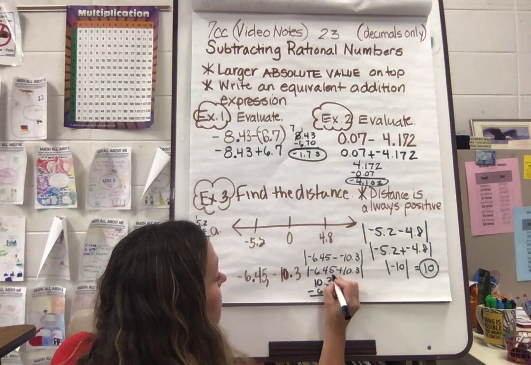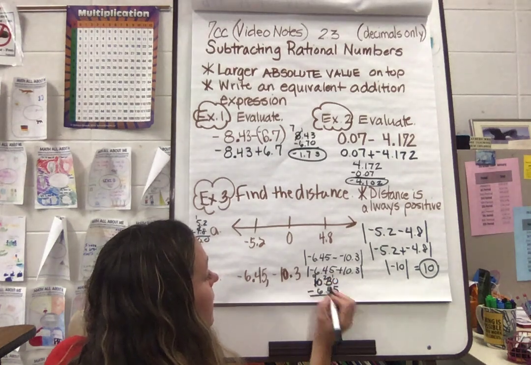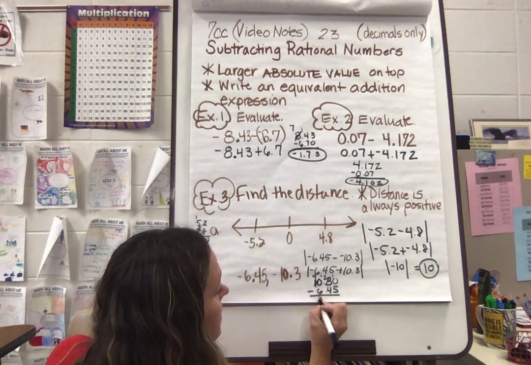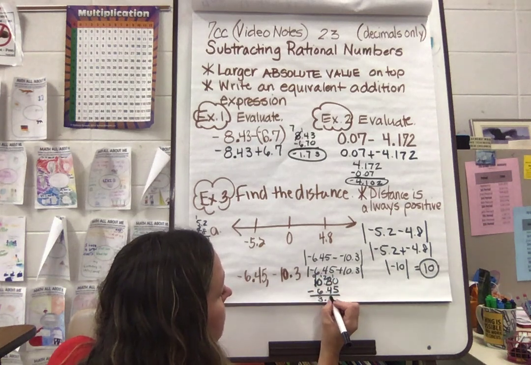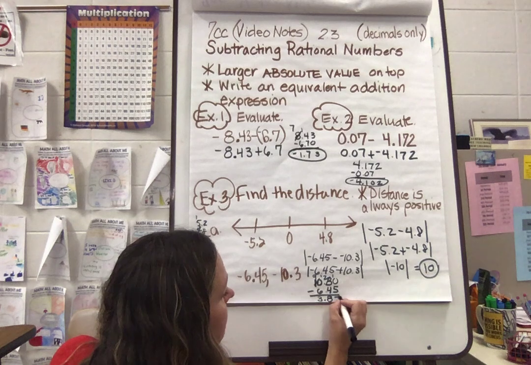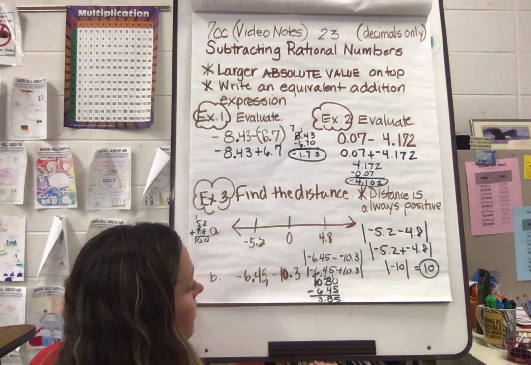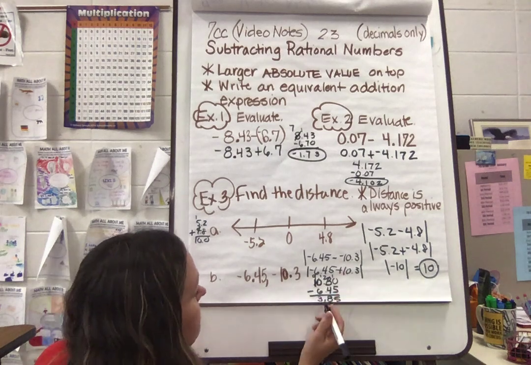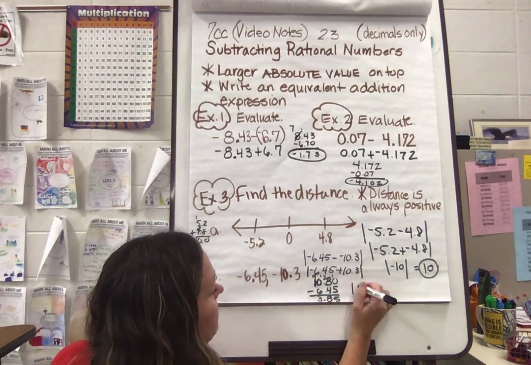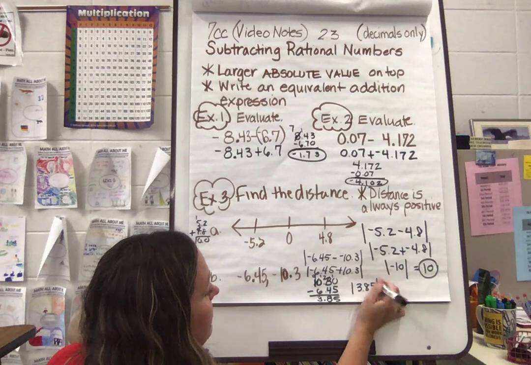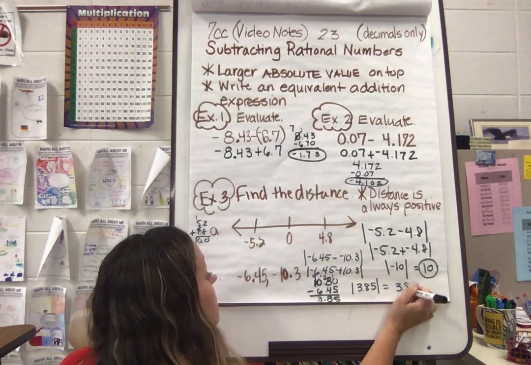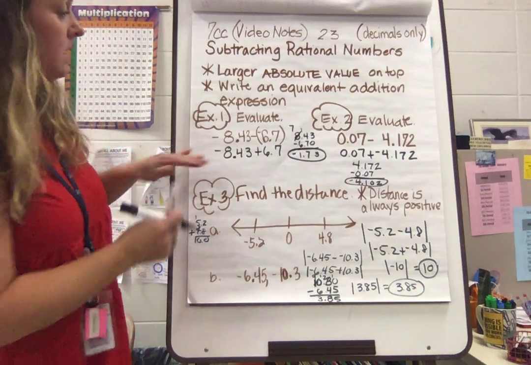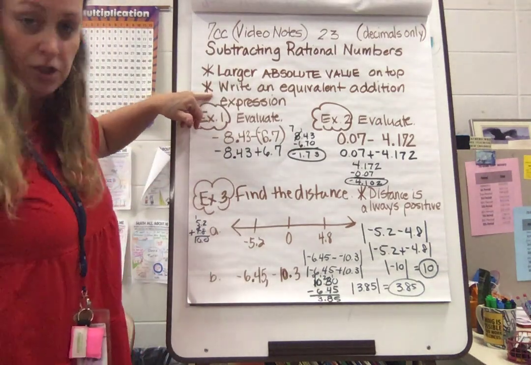I have a 0. I end up with 3, 8, 5, and back to my original, that was positive. So I have the absolute value of 3.85, and the absolute value is 3.85. So when I'm working with these, I'm literally just rewriting the equivalent addition expression.